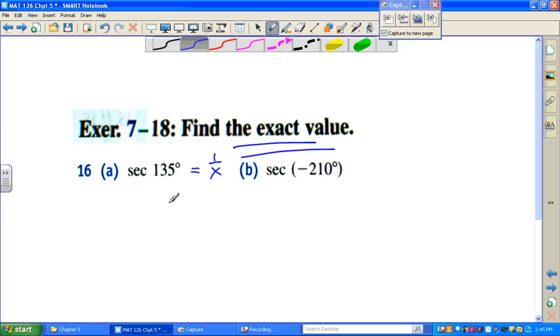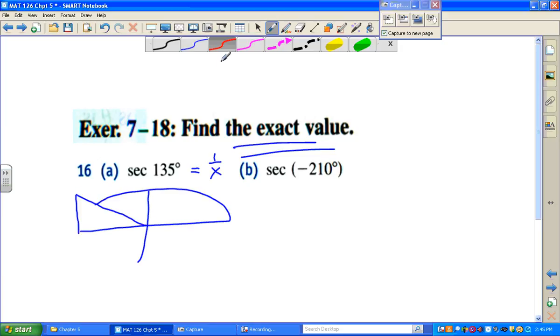1 over x. So Cameron would go to the unit circle. I probably wouldn't, but I probably know that my reference angle is 45. I get that triangle. I know that secant is hypotenuse over adjacent. So what would that be? Square root 2 over 1, so negative square root of 2.